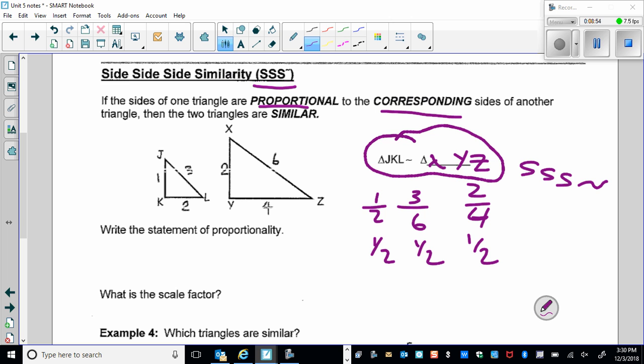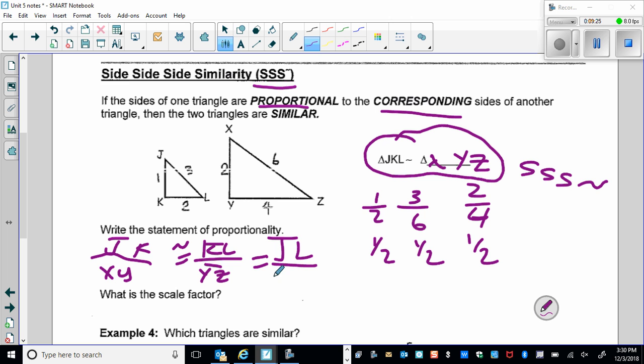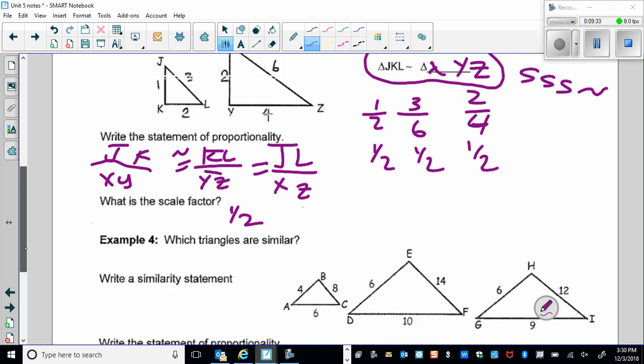So I have the proportional statement is what they want you to do. I have the statement of similarity here, so I can just use the first 2 letters with the first 2 letters of that one, right? So I can do JK over XY is congruent to the next 2 letters, which is KL over YZ, right? You can put the line on top of it, equals JL over XZ. Okay, what is the scale factor? 1/2. Okay, that's what we have to do.